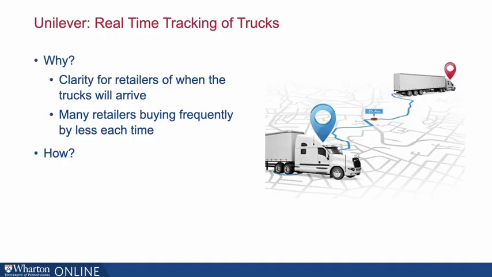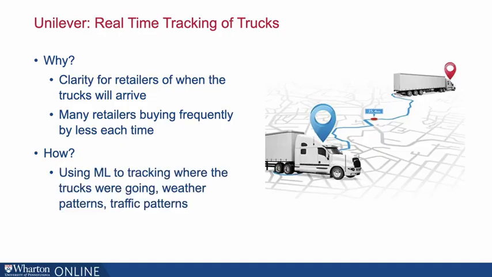Of course, after that, the how is equally important. How would you go about it? And this is where machine learning and all of that came in. What did Unilever end up doing? They started thinking about, in some sense, the Uber of trucks, which is they started tracking where the trucks were going, what the weather patterns are like, what the traffic patterns are like.